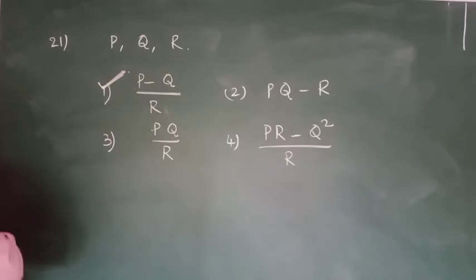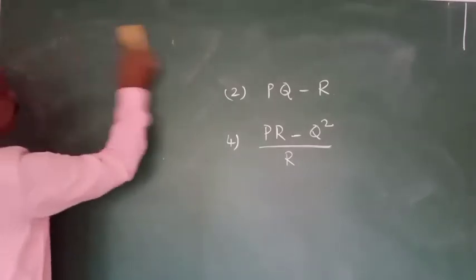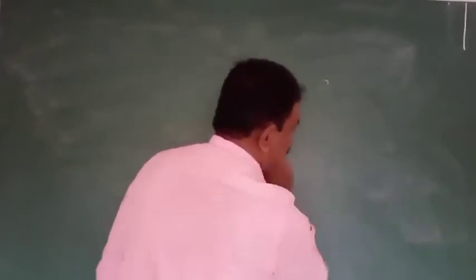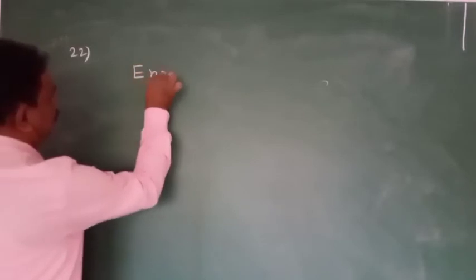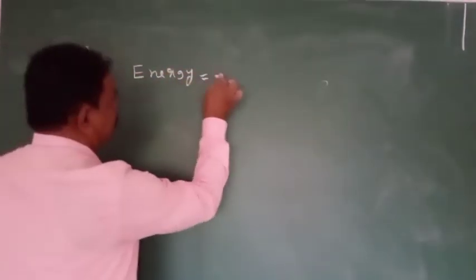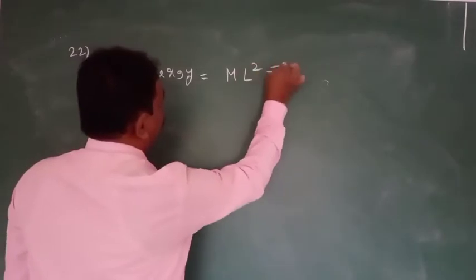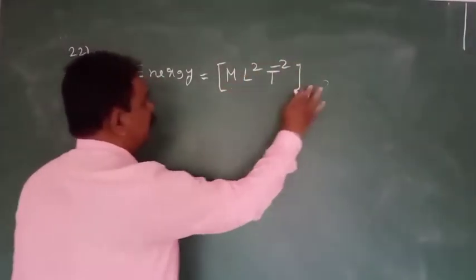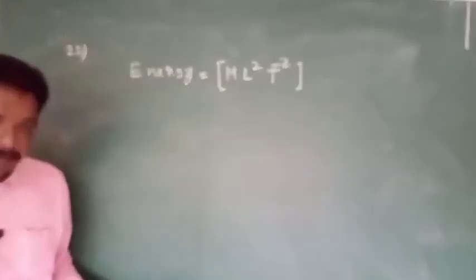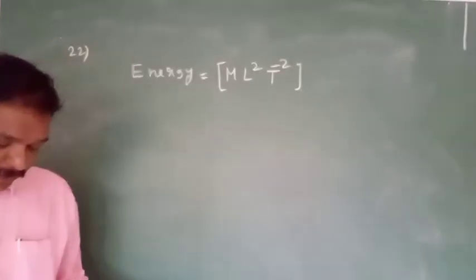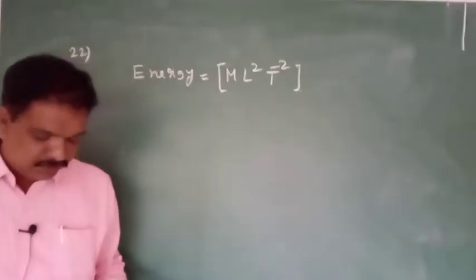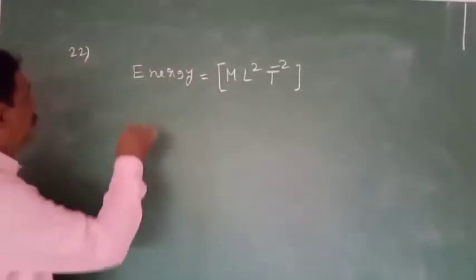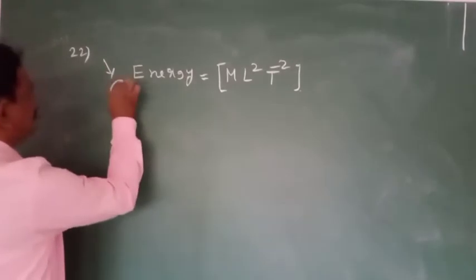Energy dimensions, if you take question number 22. Energy and work will have the same dimensions. The dimensional formula will be ML square T power minus 2. That is the dimensional formula of energy. So 22, it will be the third option.